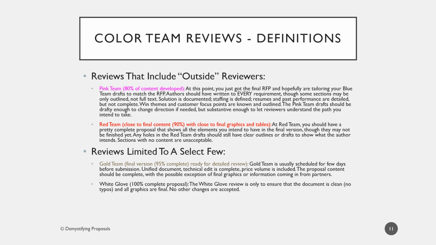When you get to Gold Team and White Glove, the number of reviewers in the process usually gets very skinny, down to the folks who have the most vested interest: the capture manager, the proposal manager, the business lead for that particular line of business. And the Gold Team is about a 95% complete document. It's really almost done. There should be very little that needs to be completed at this point in the process, because Gold Team usually happens, as you saw on that schedule a couple of slides ago, very close to the end of the process.